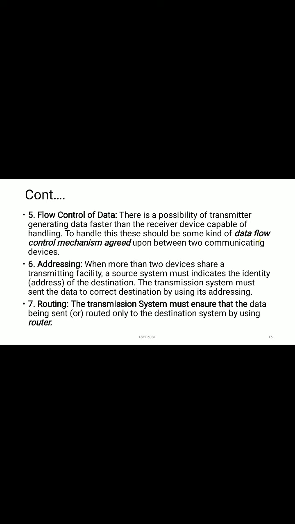That's it. Next, routing. Without a route we also can't send the data. Here the transmission system must ensure that the data is routed only to the destination system. So by using a router we will send the data to the exact destination position.